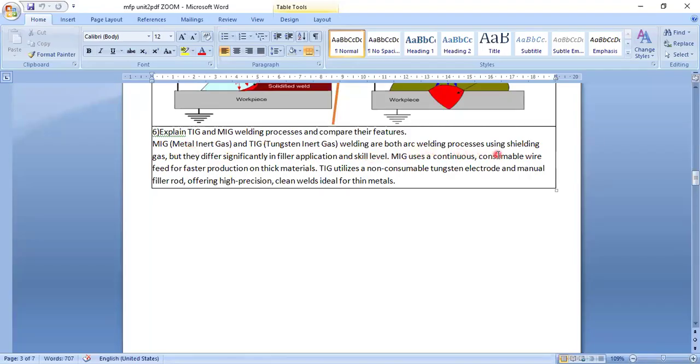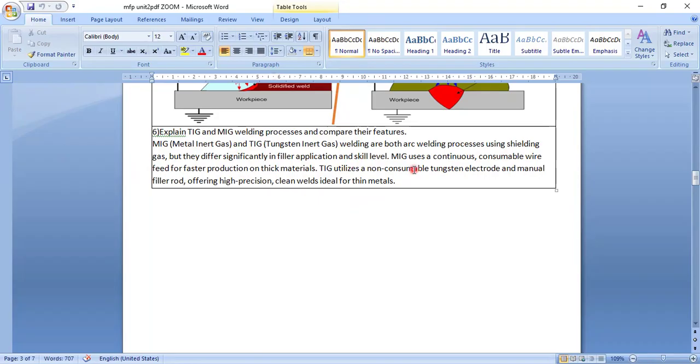Both are used for arc welding. The arc is coming from the welding process using shielding gases. We also use shielding gases here, but they differ significantly in filler applications and skill levels. MIG uses a continuous consumable wire. So in MIG, we are using continuous wire.